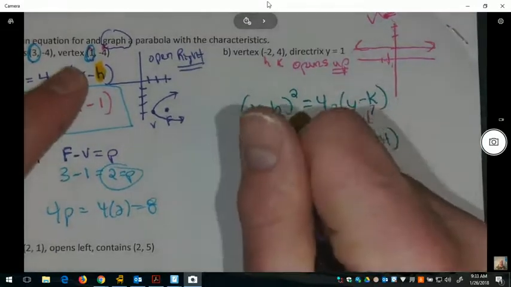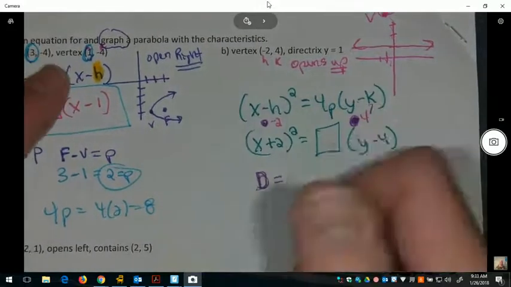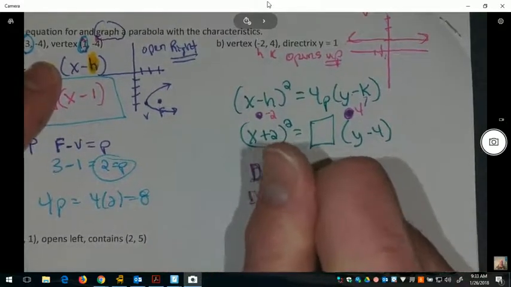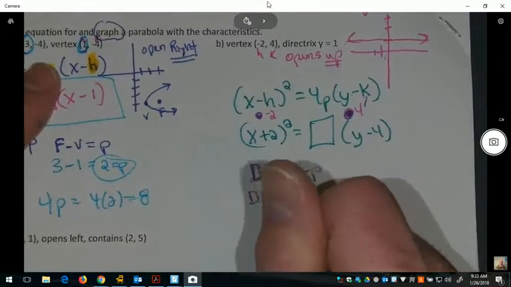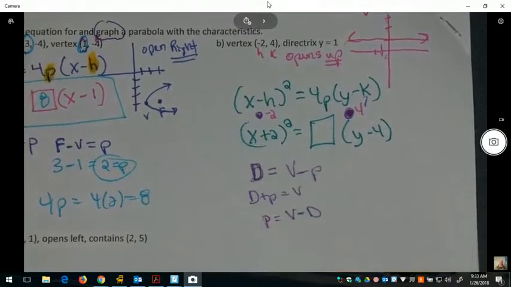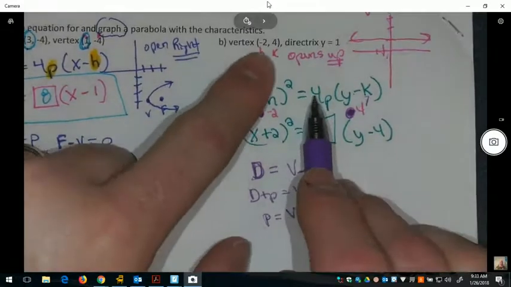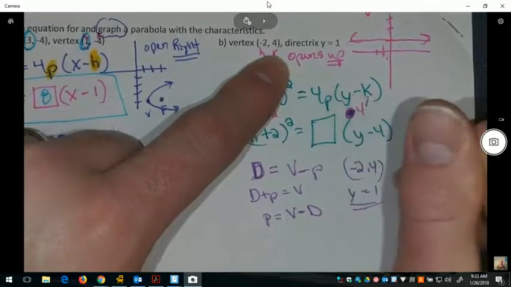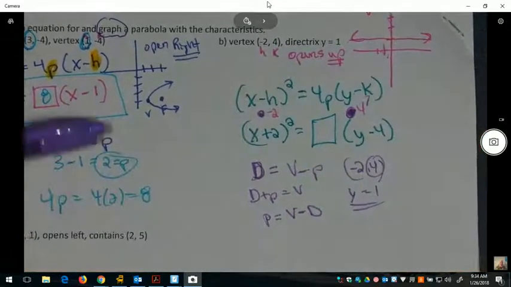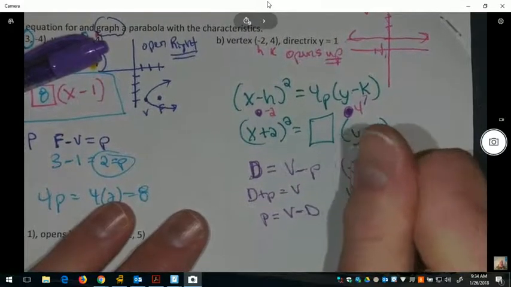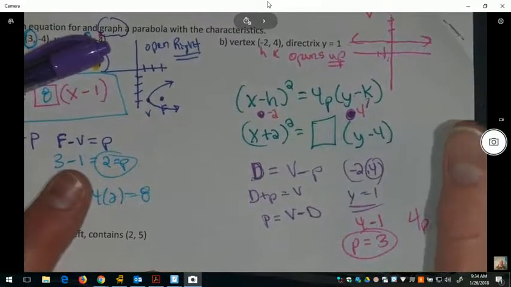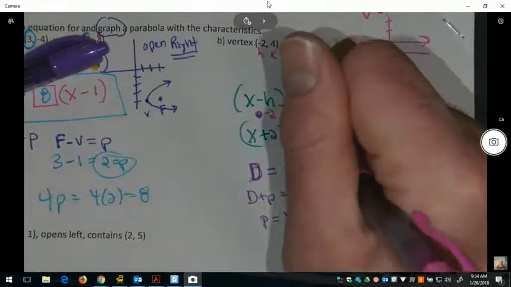How do you find the directrix if you know the vertex and the value of p? Vertex minus p. So if I'm trying to solve for p, I'm going to add p to the other side, and I'm going to subtract the directrix. So p is vertex minus directrix. The vertex is -2, 4. The directrix is y equals 1. It's the y coordinate that's going to change. So I'm supposed to do vertex minus directrix, 4 minus 1. The value of p is 3, which means 4 times p is 12. And we have our equation.